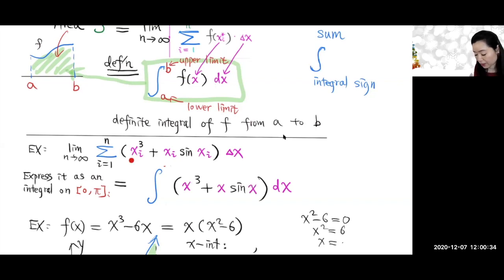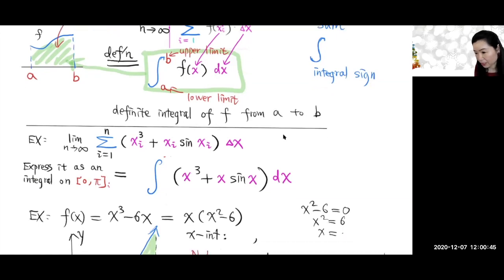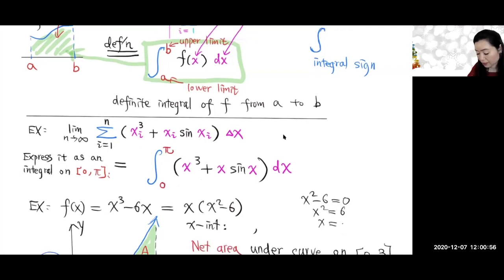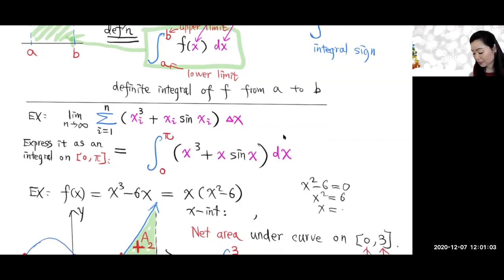So it will be the function x cubed plus x times sine of x, and then delta x here is replaced by dx. X here goes from 0 to pi. This is the lower limit, that's the upper limit. So the limit of this Riemann sum is this integral over here. Think about that as the net area under this curve, x cubed plus x times sine x.